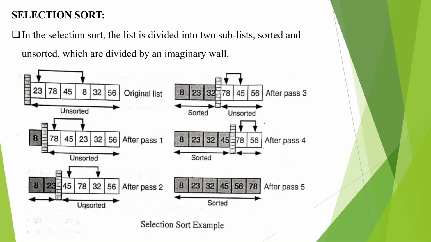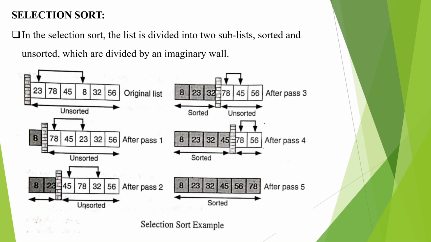The concept is very simple. If there are n elements in your list, how many passes do we need? N minus 1 passes we need before the complete list gets sorted. N elements, n minus 1 passes required before the list gets sorted. Concept is pretty simple. Selection sort. Here also we'll maintain one imaginary wall between the two lists.